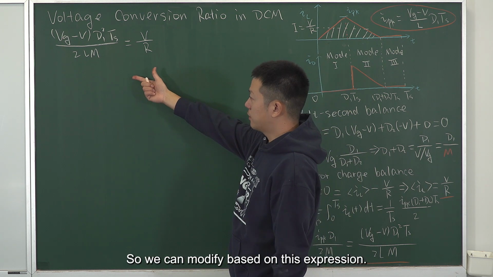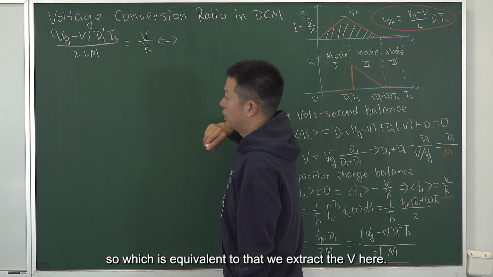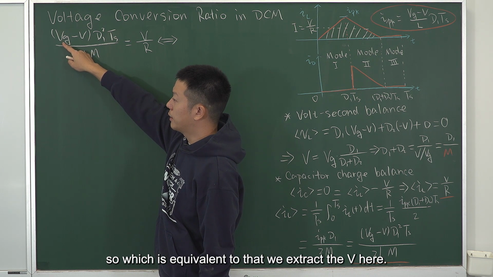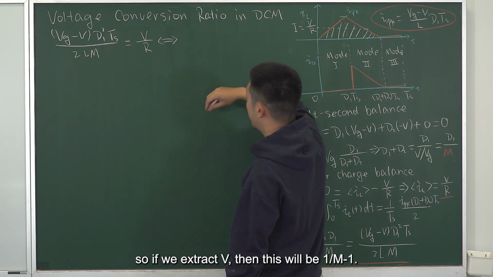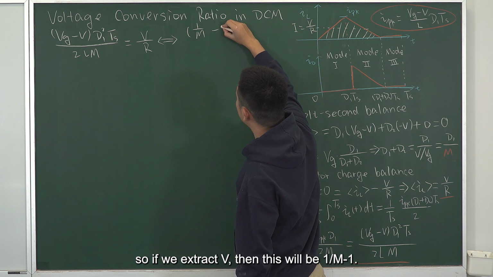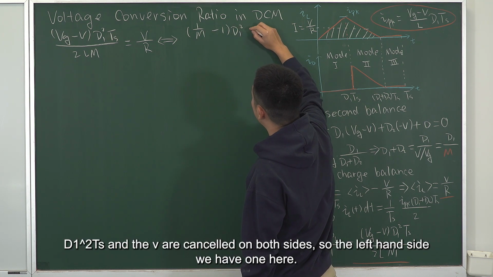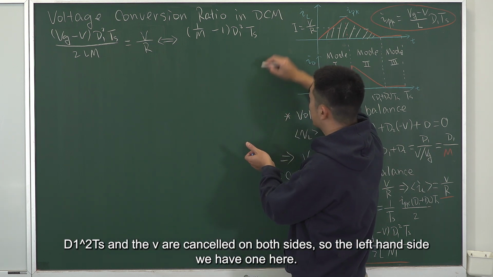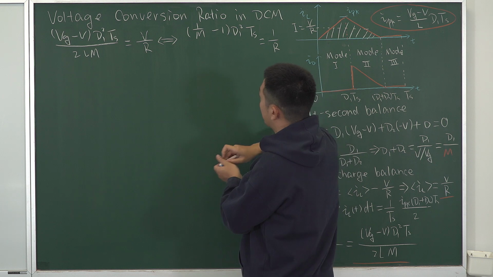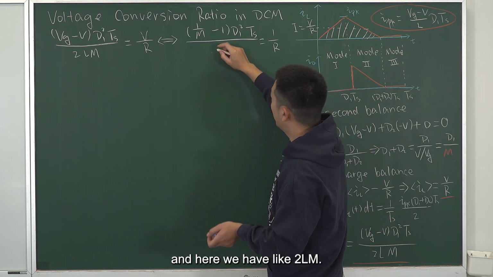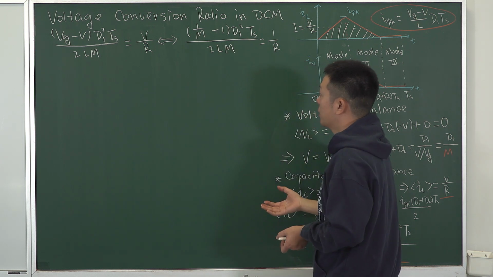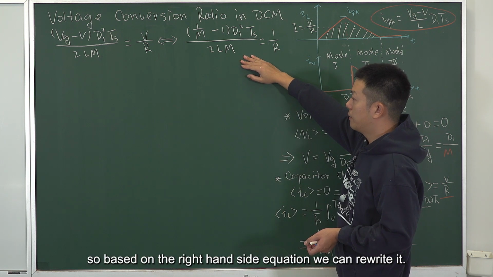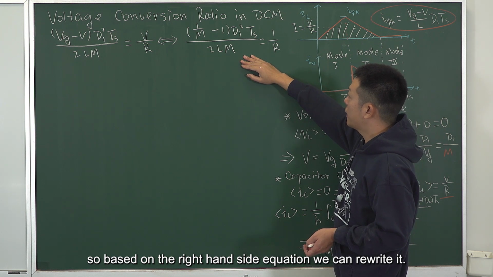So we can modify based on this expression. This is equivalent to that we extract the V here, right? If we extract V, then this will be 1 over M minus 1, d1 square Ts. And the V cancels on both sides. So the left-hand side will have 1 here. And here we have 2Lm. So those two expressions are equivalent. So based on the right-hand side equation, we can rewrite it.